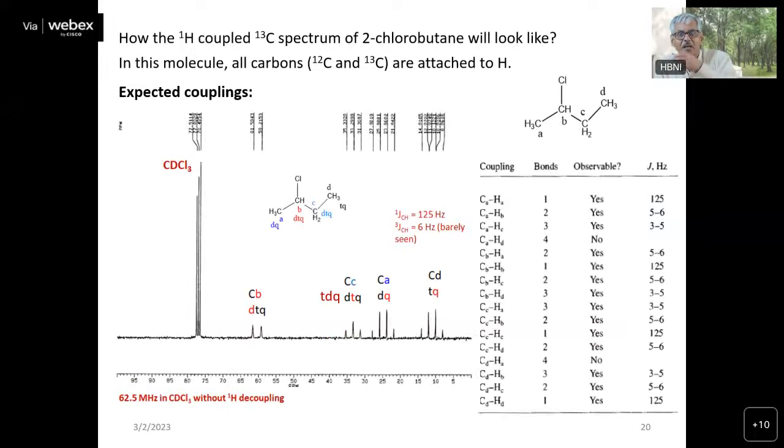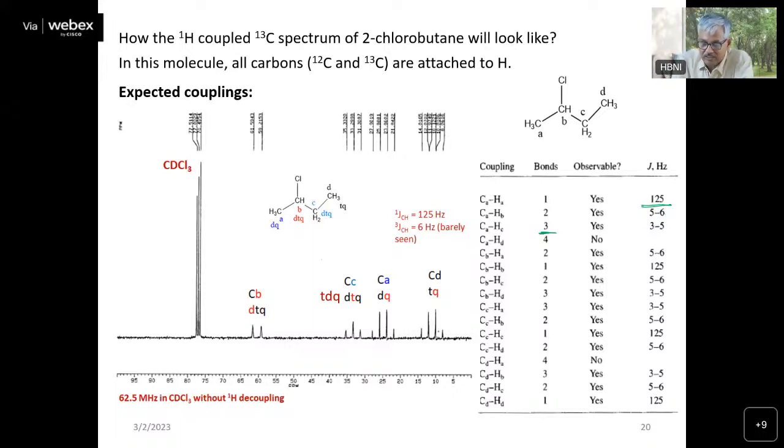Now this is the carbon 13 NMR spectrum of 2-chlorobutane. In a carbon 13 spectrum, if you remember, I told you there is a very rare chance that two adjacent carbons will both be carbon 13. So you never see carbon 13 coupling in a carbon 13 NMR spectrum unless you make a labeled compound. Okay, if you specifically make it, you will see it. I have already told you that we see coupling up to 3 bonds, but the 1JCH is very large, and 2 and 3 are very small.